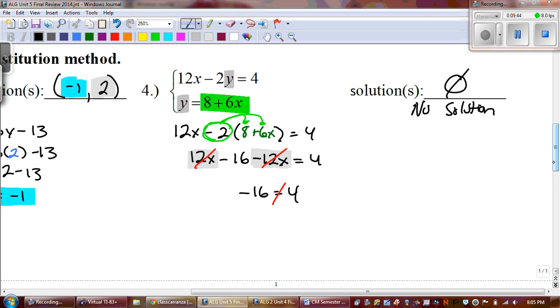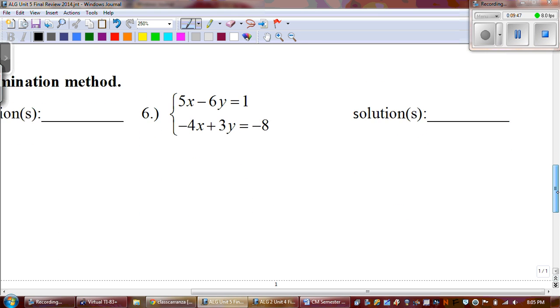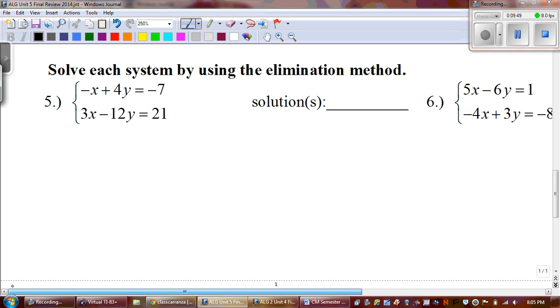All right, next one. Number 5 says solve each system by using the elimination method. Okay, now we talked about that you can cancel any variable that you want to, okay? You can either cancel the x's or you can cancel the y's. It doesn't matter, whichever you feel is less work. I'm going to do the same thing that we did in class, and we canceled the x's.